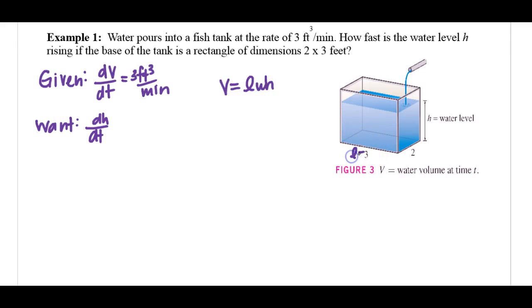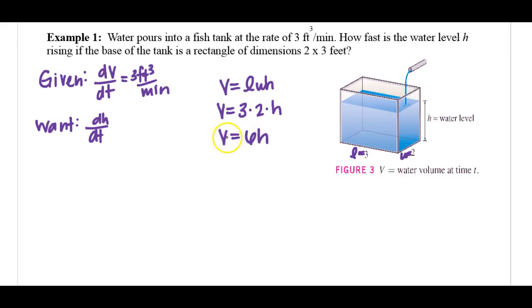So if we call L 3 and then the width 2, the length and the width are not changing because the base is always 3 by 2. So this becomes 3 times 2 times h. So the volume can be represented by 6h.